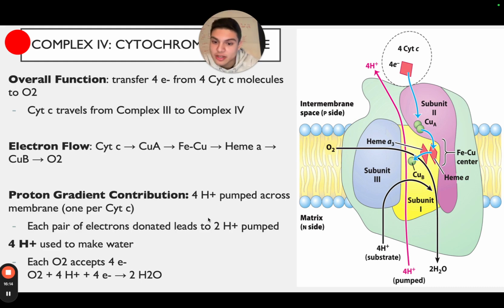And this is what I want to emphasize. Each pair of electrons donated leads to 2 H pluses that are pumped, right? So we have 4 electrons, so there's 2 pairs here. That leads to 4 protons if we have those 2 pairs. That's why we end up with this 4. And so again, 4 protons are used to make water because each O2 accepts 4 electrons. And so this is the half reaction or reaction, whatever you want to call it, that forms our waters at the very end.